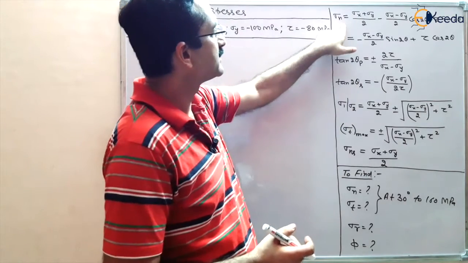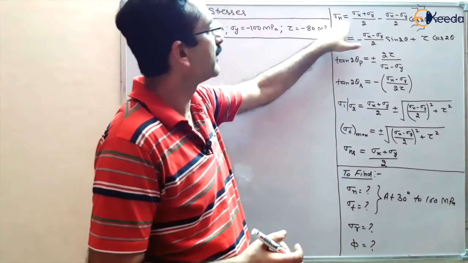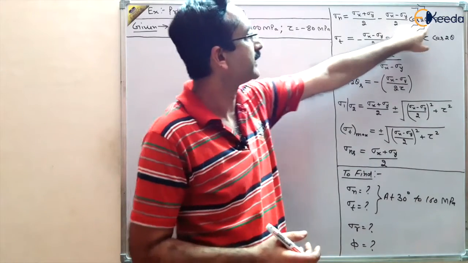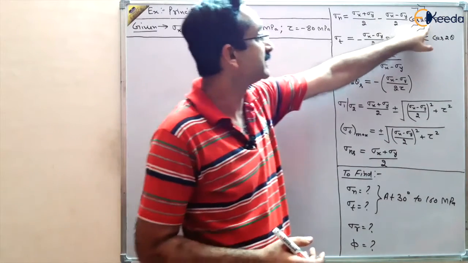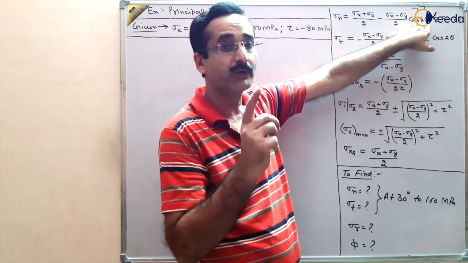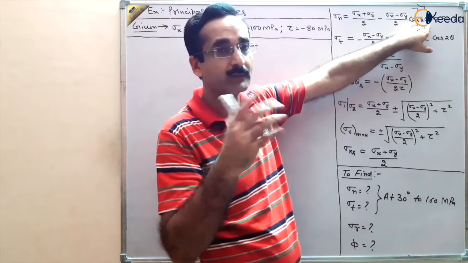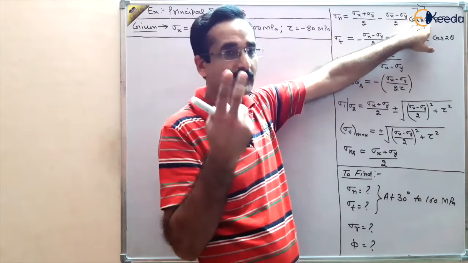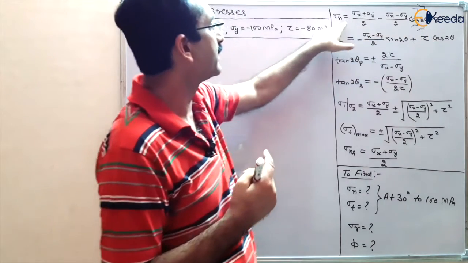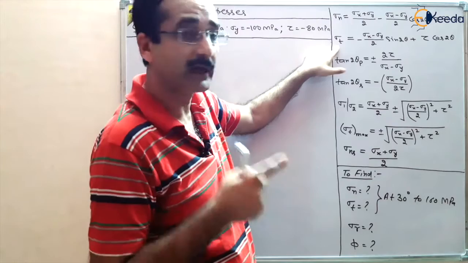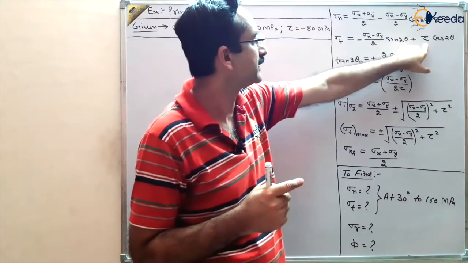The normal stress at an inclined plane we have already derived by this equation at an angle theta. This theta is with the plane of sigma y, right? There were two planes, sigma x plane and sigma y plane, meaning horizontal. So with the sigma y plane at theta we have derived sigma n. Tensile stress at that plane is this at theta.